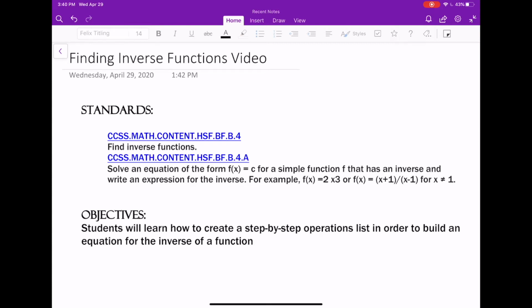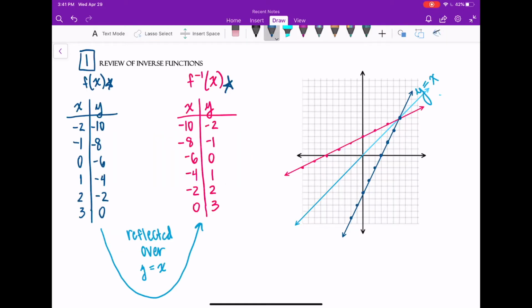Welcome to our video on finding inverse functions. Our standards are listed below, and so is your objective. Today we will learn how to undo functions in order to find the inverse of the function. I just want to go over a quick review of what we have learned about inverse functions so far.